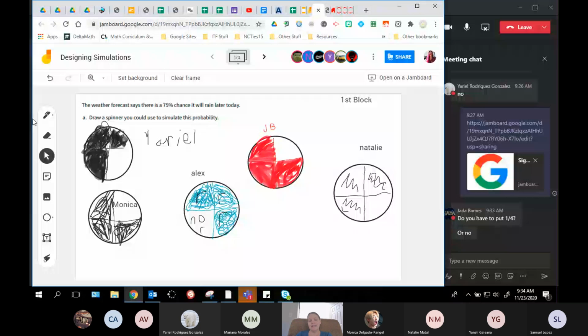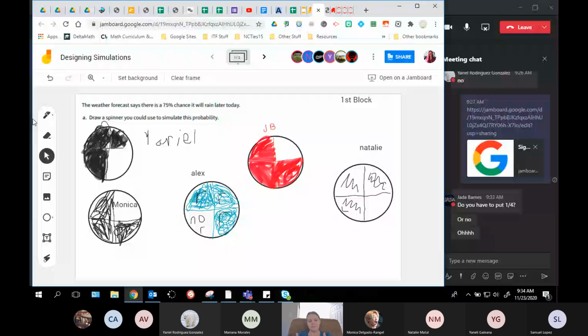So whenever we are designing a spinner or a cube or a coin to simulate a problem, we need to make sure our sections are labeled for the situation. So this one is rain and no rain. So instead of coloring them in, we would label them rain or no rain. Does that make sense?